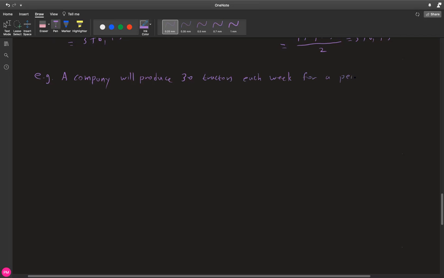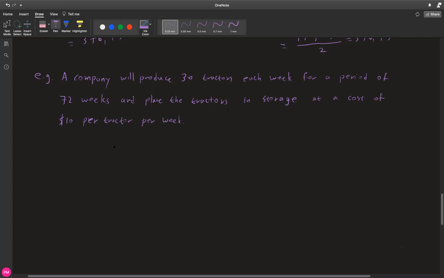For a period of 72 weeks, and place the tractors in storage at a cost of, let's say, $10 per tractor per week.